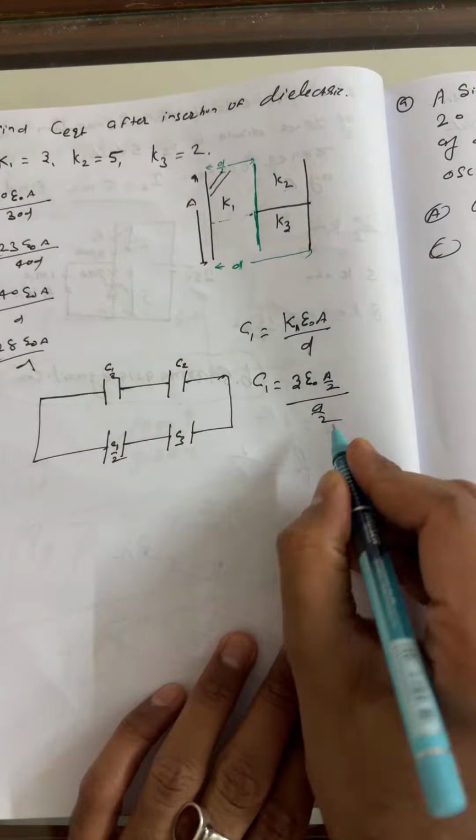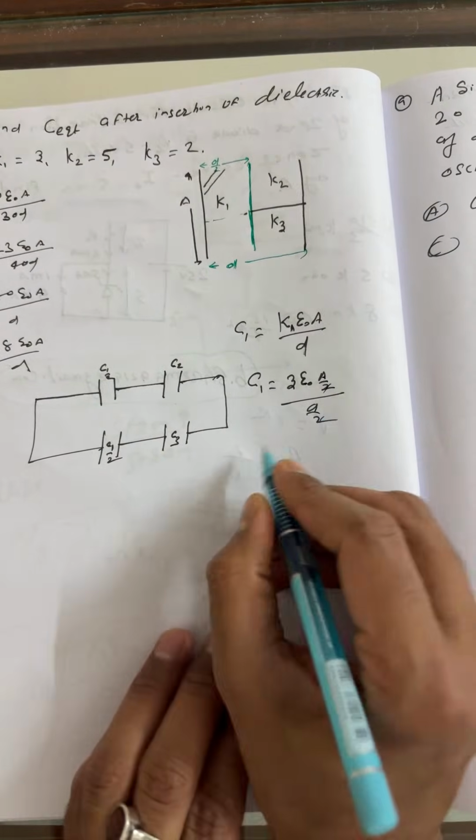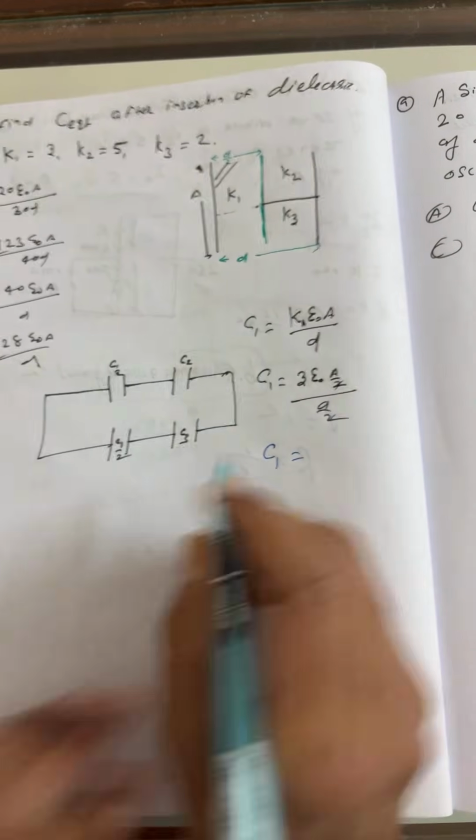Now beta, you can say here, 2 with 2 cancel. C1 you will get, my dear.